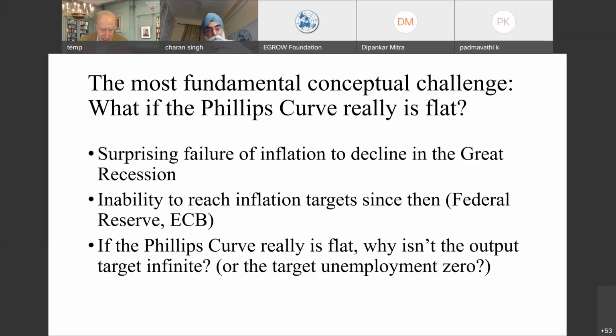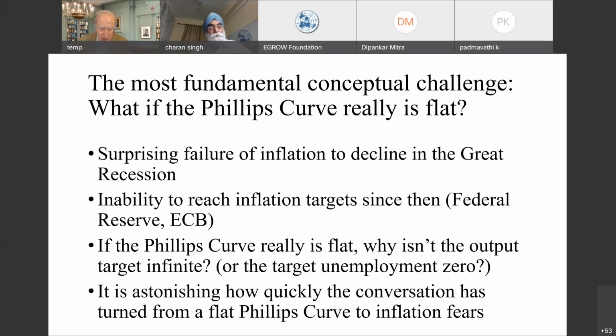Having said that, however, I find it astonishing, and here I'm referring to the United States, how quickly the public conversation has turned from a debate over whether the Phillips curve is flat to concerns over potential reflation as the economy recovers rapidly from the COVID crisis, and especially if the Biden administration is successful in going forward with its infrastructure program.